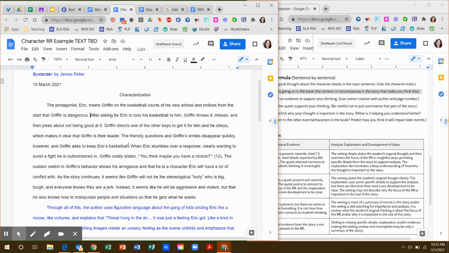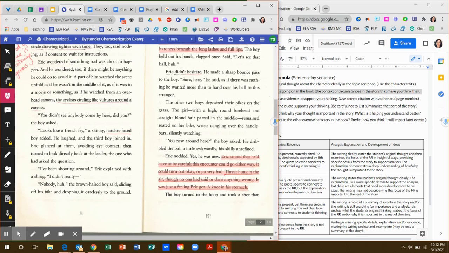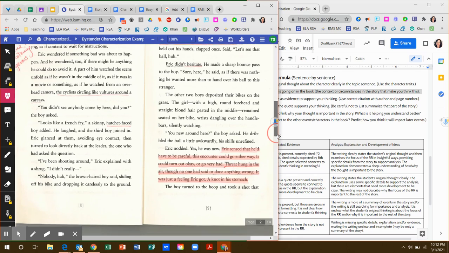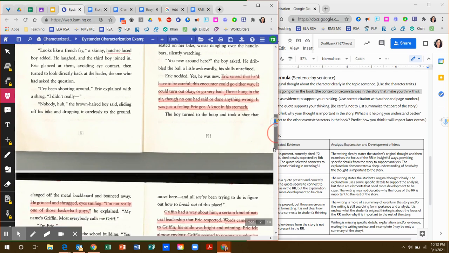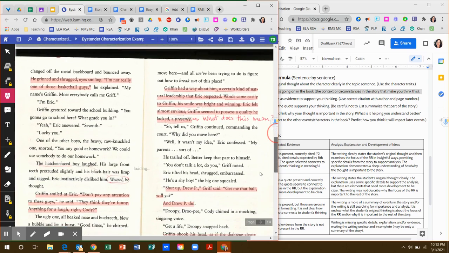And so I want to point out a couple of things now, right? So how did I get there? What I focused on is there's this language in here that the author uses. So Eric sensed that he would have to be careful, that this encounter could go either way, right? It could turn out okay, or it could go very bad. There's this threat hanging in the air. Nobody's really saying anything. I mean, it's not like Griffin is like, you want to go, right? He doesn't say that right here. He's just kind of being friendly, right?